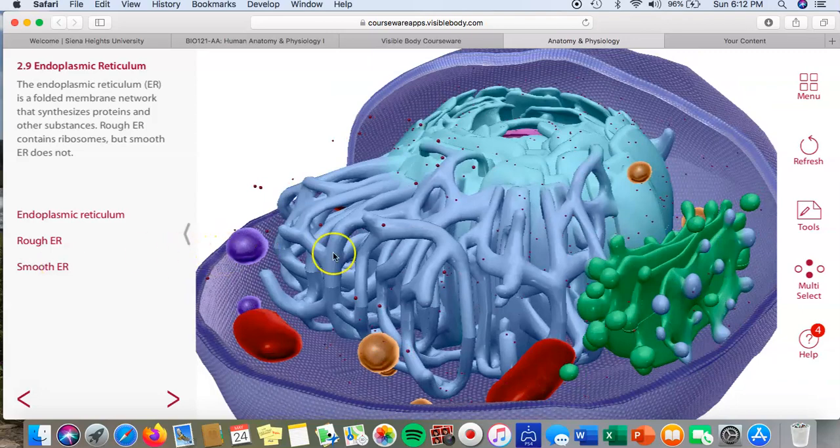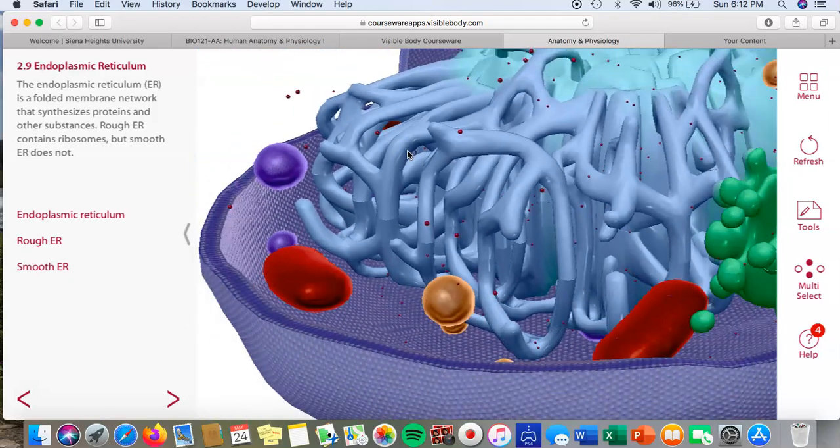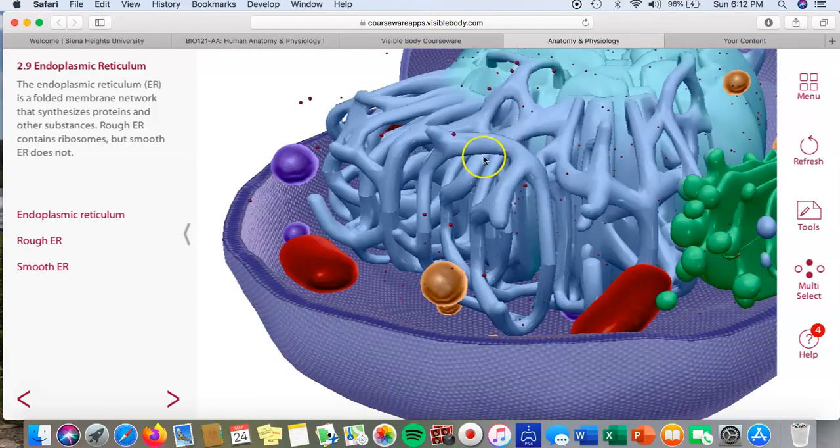Let's bring back the smooth ER. If you look closely here, there are no ribosomes attached to it. That one's just sort of floating in the cytoplasm. But it has no studded ribosomes. So the smooth ER's function is to produce lipids. Okay, so just a small difference there. The rough ER produces proteins. The smooth ER produces lipids.